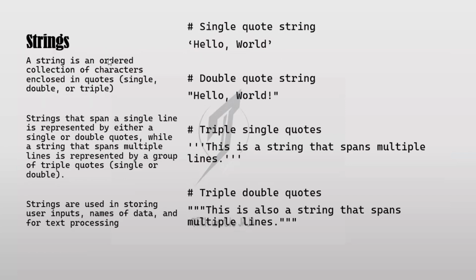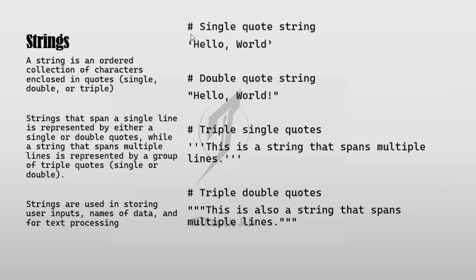So for strings, a string is an ordered collection of characters which are enclosed in quotes, single, double, or triple. Okay, so I will show you all this in the code editor and how they work. A string that spans a single line is represented by either a single or double quote, while a string that spans multiple lines is represented by a group of triple quotes, which can be either single or double. The basic use of strings is for storing user input, the names of data, and for text processing.